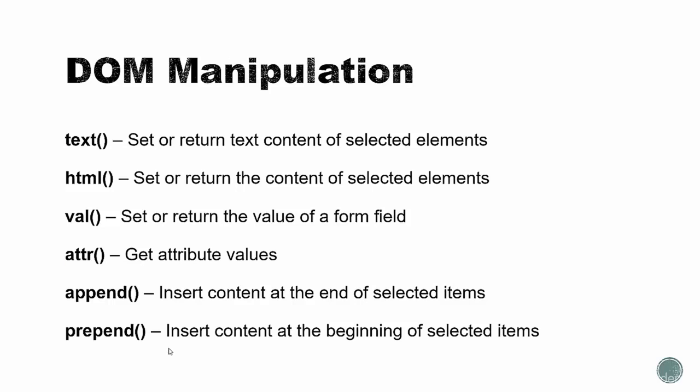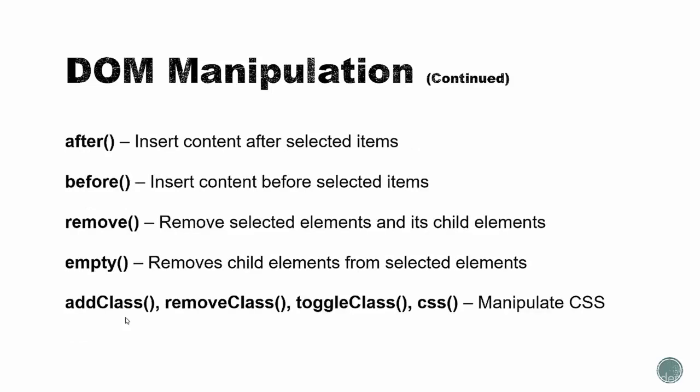So jQuery is very powerful when it comes to DOM manipulation. We can actually edit the document object model using jQuery. So text will set or return text of a selected element. If we want the actual HTML and HTML tags, we can use html. Val is used for input form values. Attr will allow us to either get or set attributes. Append and prepend will allow us to insert content at the end and at the beginning of selected elements. We also have before and after. This will allow us to insert content before and after elements.